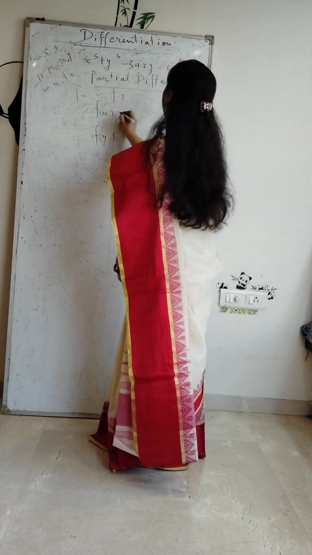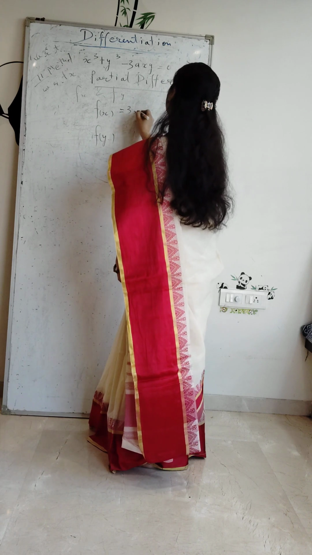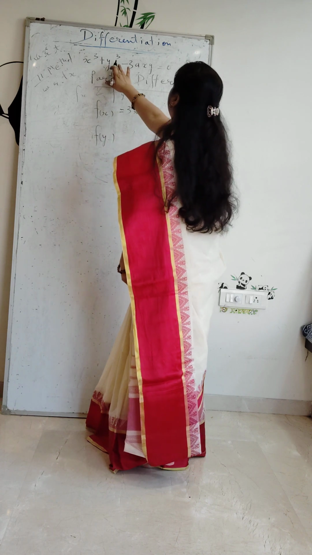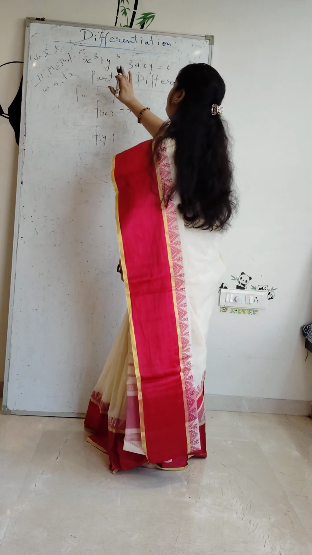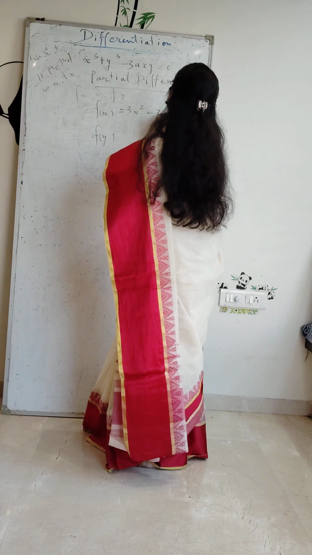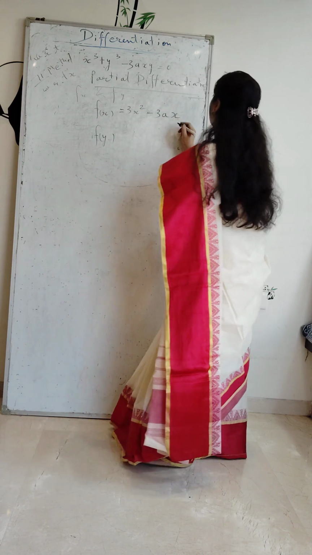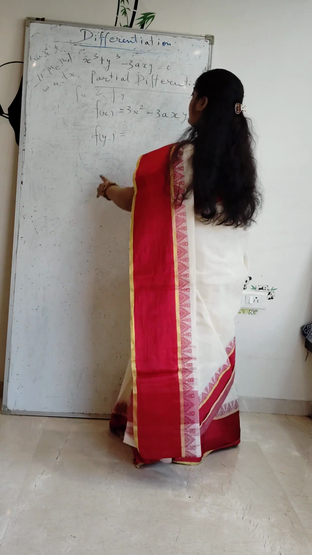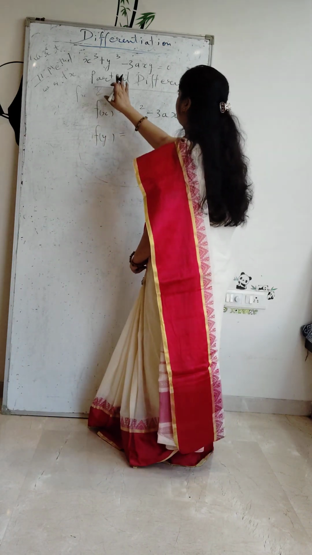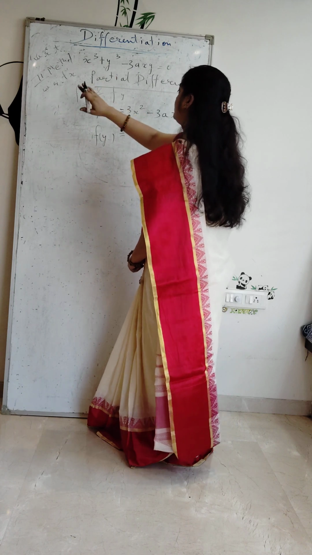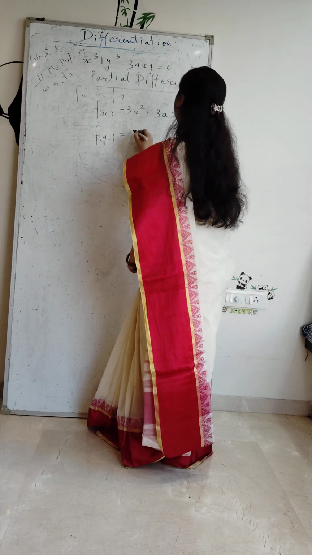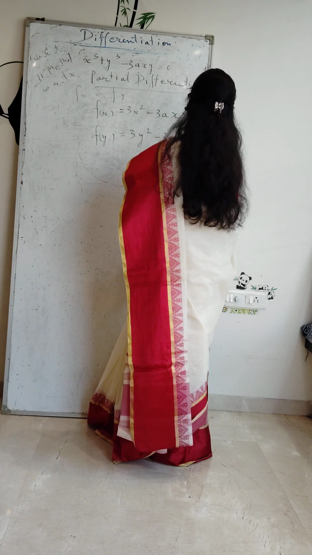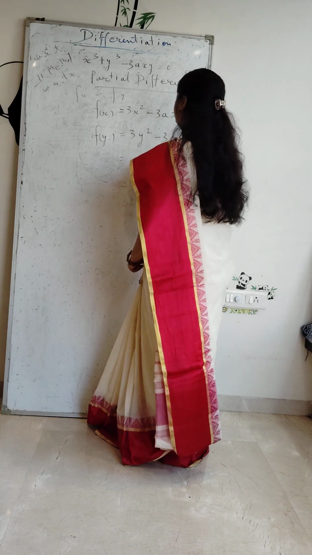Differentiating this function with respect to x, fx will be 3x square minus 3ay, where we treat y as a constant. And for fy, we forget about x and treat x as constant, so it will be 3y square minus 3ax.